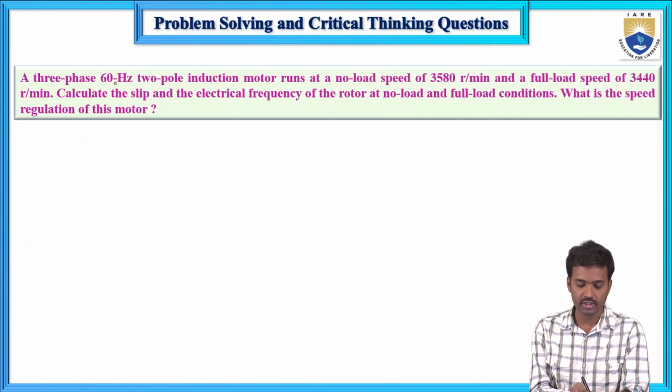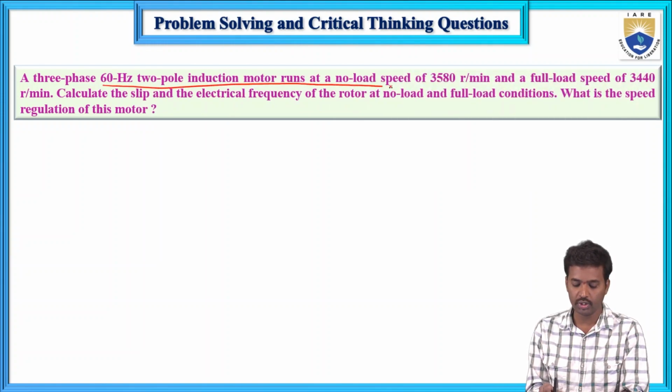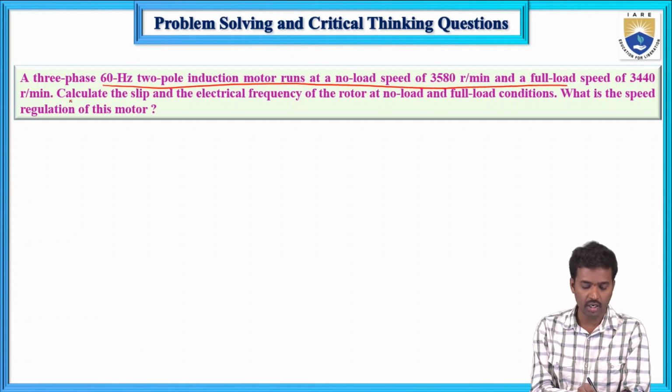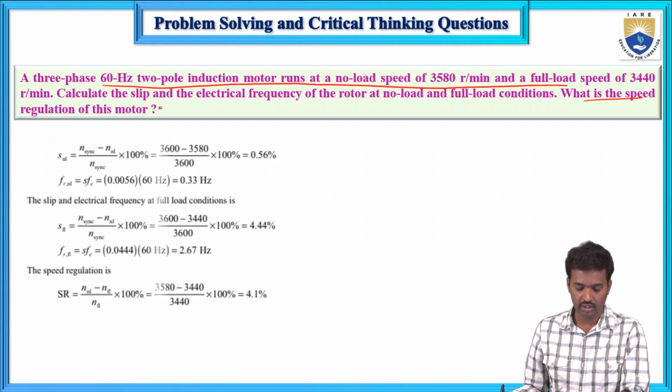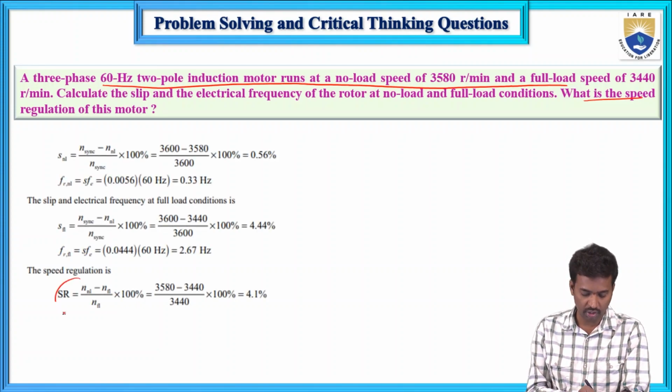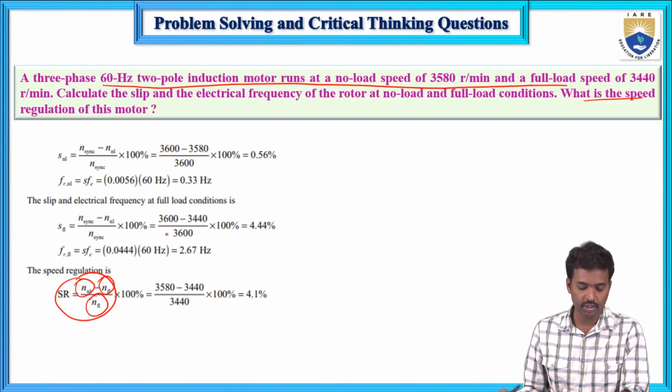A 3-phase 60 Hz 2-pole induction motor runs at a no load speed of 3580 RPM. Calculate the slip and electrical frequency at no load and full load condition. What is the speed regulation? So this is the speed regulation formula: speed at no load minus speed at full load, divided by speed at full load, into 100. So first calculate the speed at no load and the speed at full load.